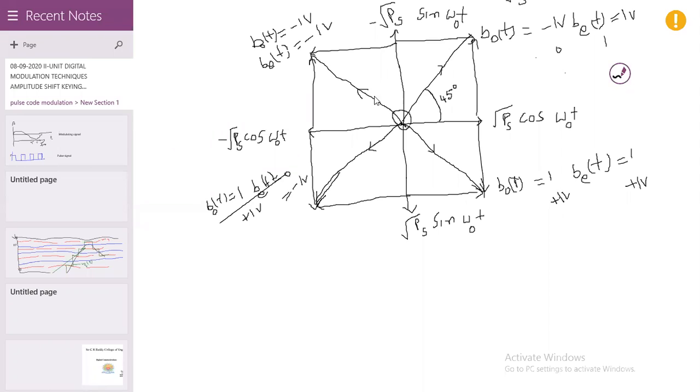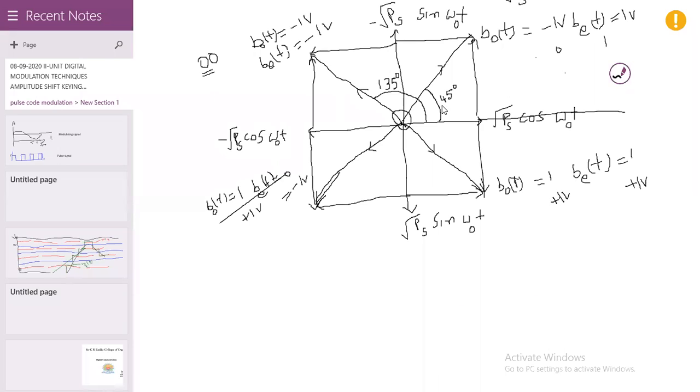Then here we can observe that if b0(t) is 0 and b1(t) is 0, the 0 0 combination, the carrier is shifted by 90 plus 45, that is 135 degrees, to the reference carrier. We can consider this as the reference.